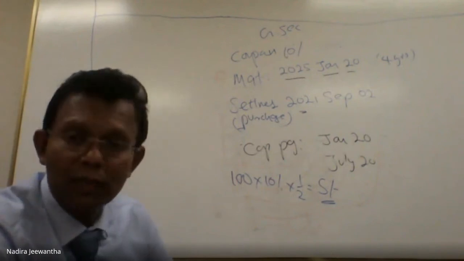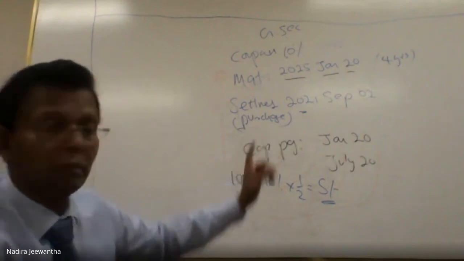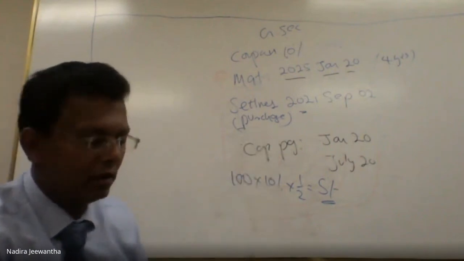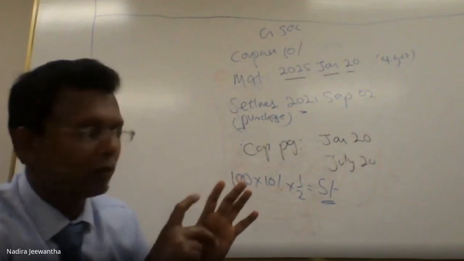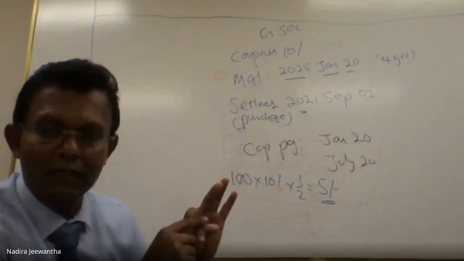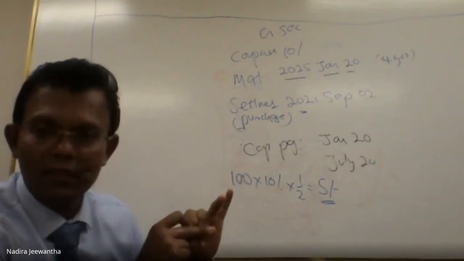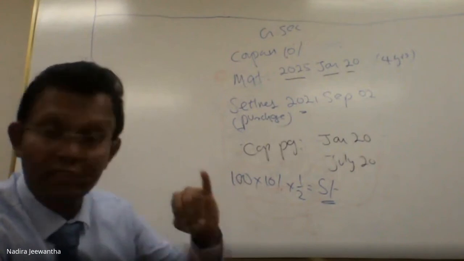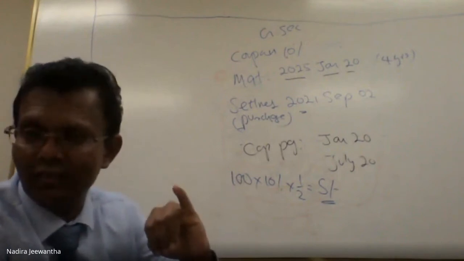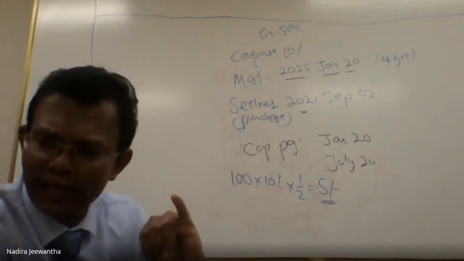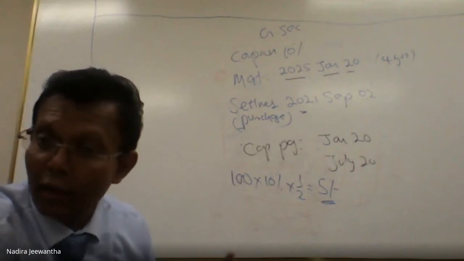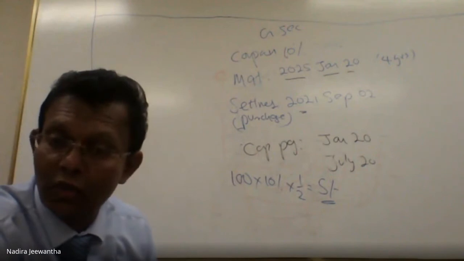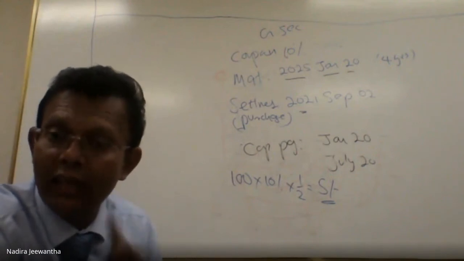When did you purchase this? September 2nd. September 2nd, October 2nd is one month. November 2nd. December 2nd. January 2nd is 4 months. 4 months plus 18 days roughly. I have been holding this particular instrument 4 months and 18 days.